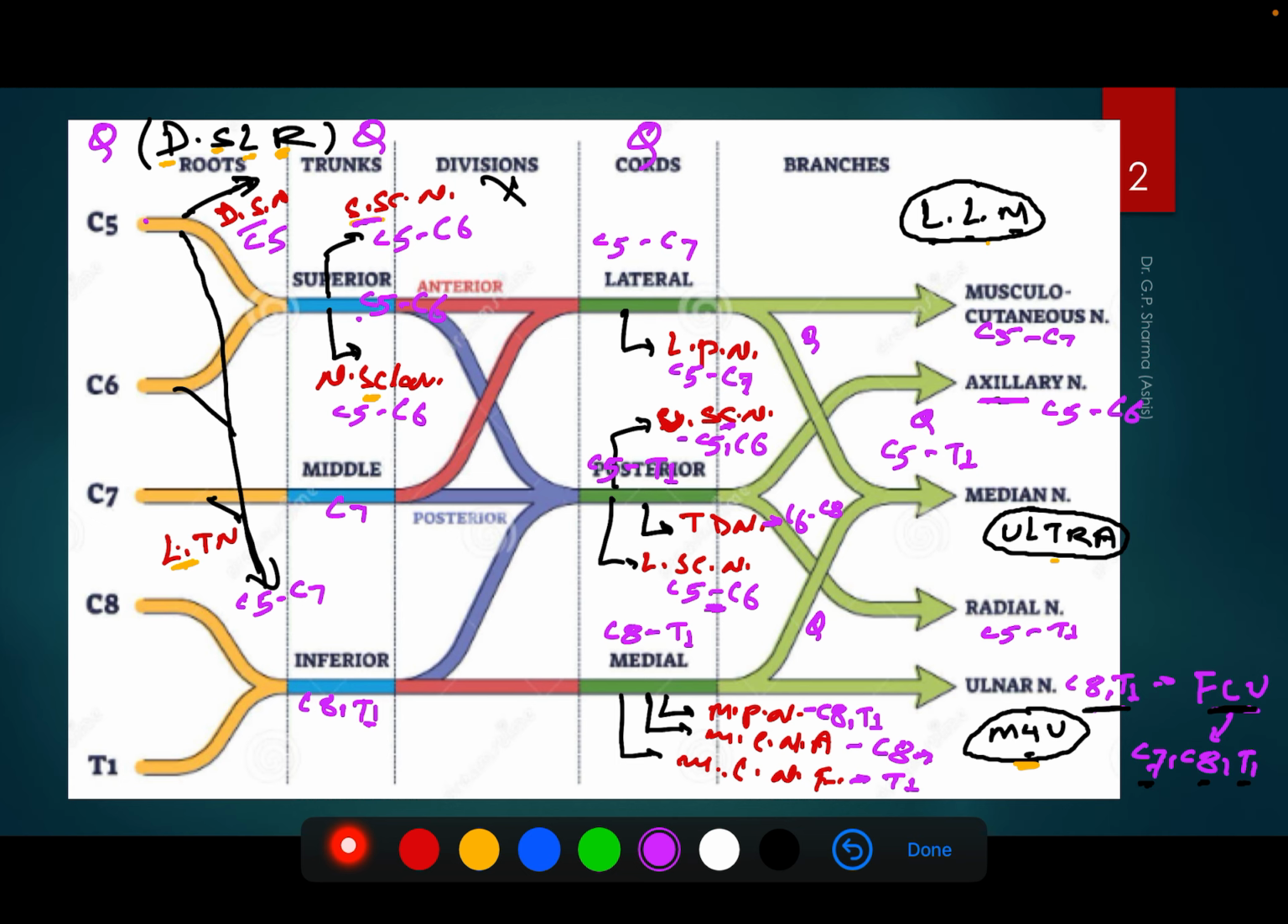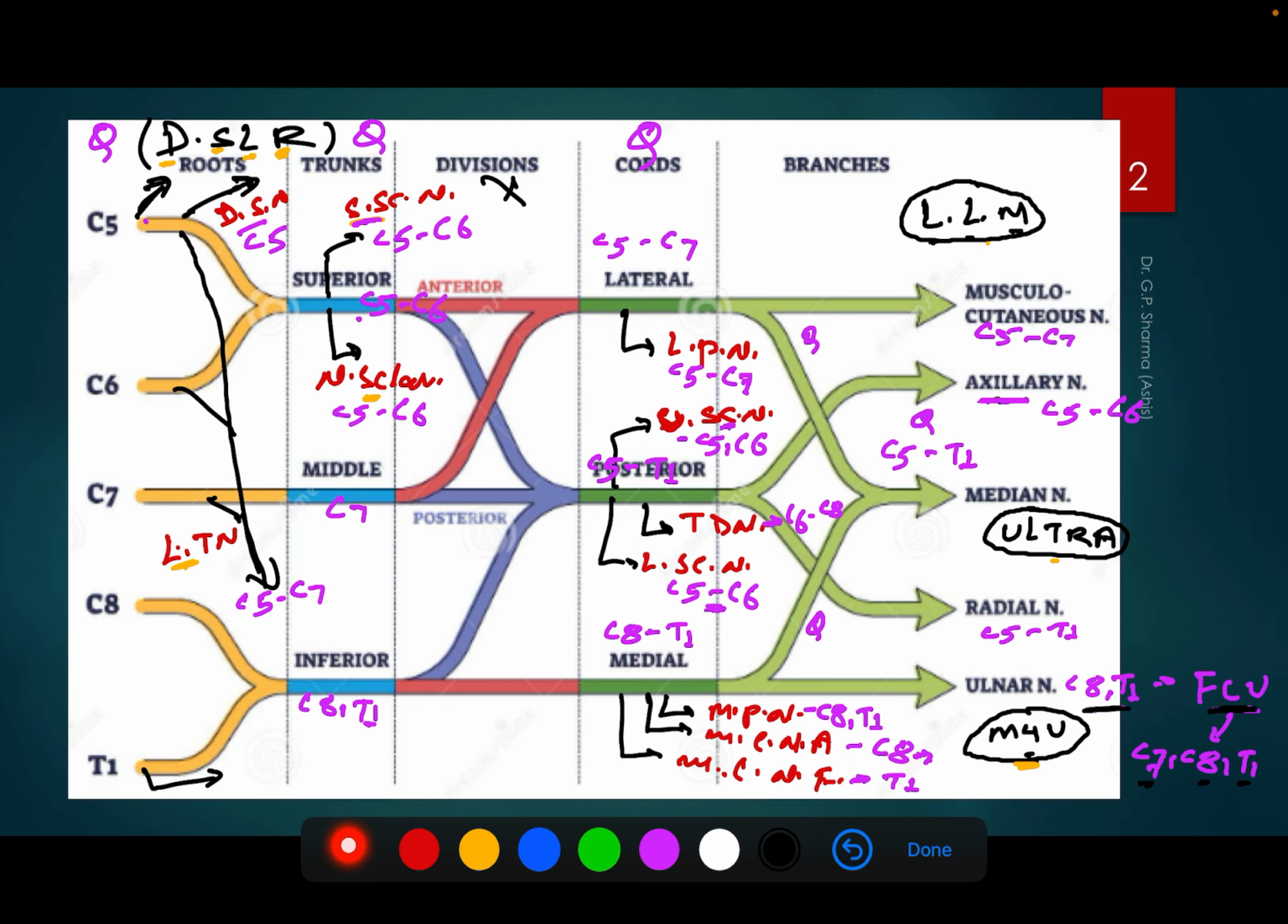After this we will go on to discuss the muscles supplied by these nerves, right? That's easy. Let's see. But before going to that, I want to add some points over here about the branches, right? In some places, in some books, you may find the branches of the brachial plexus as they have added one branch over here and one branch over here.